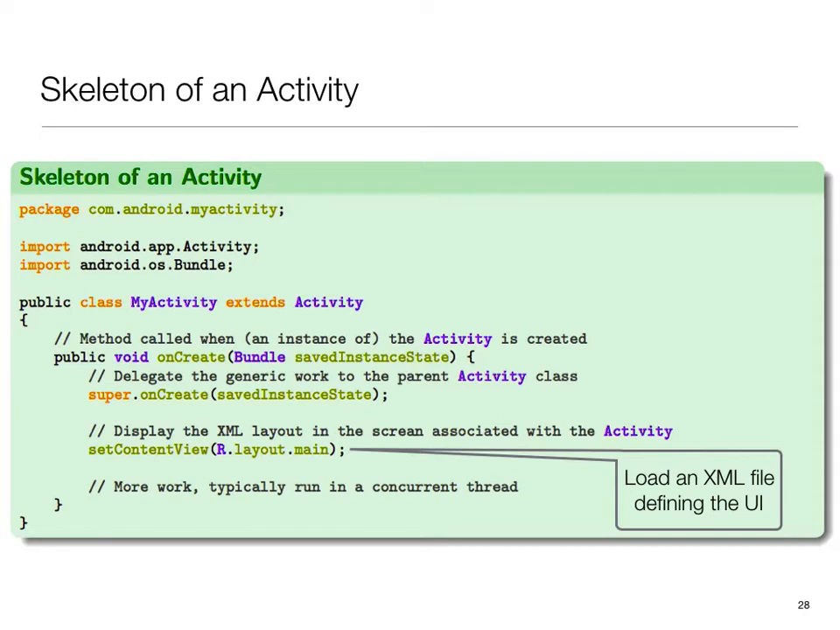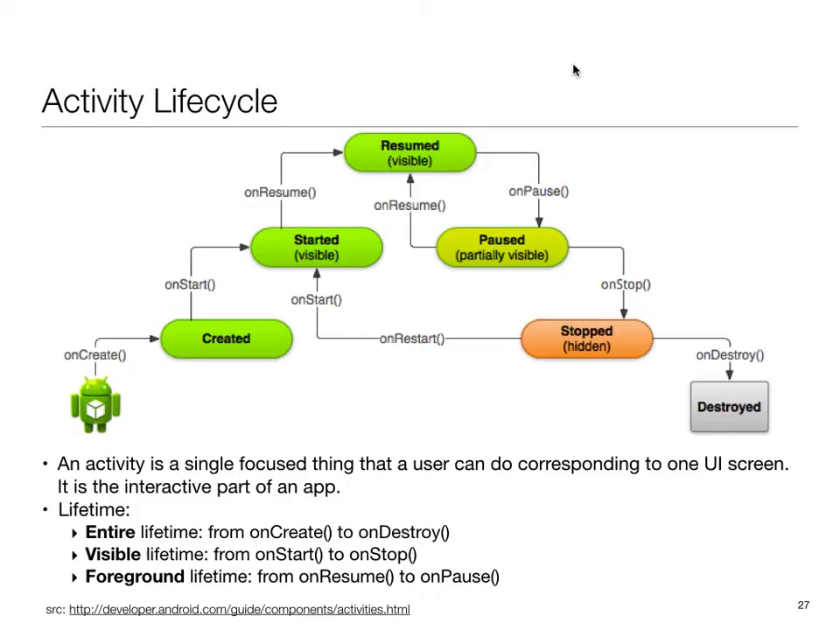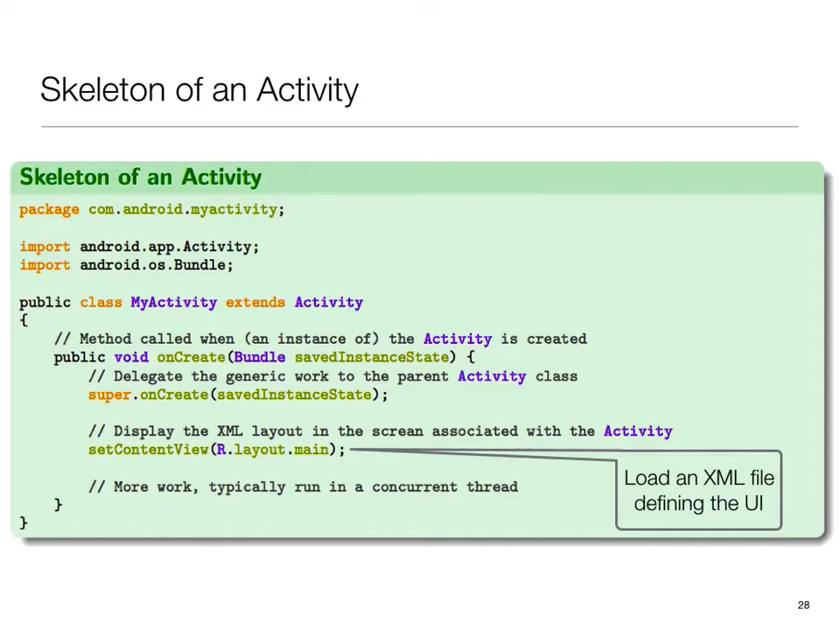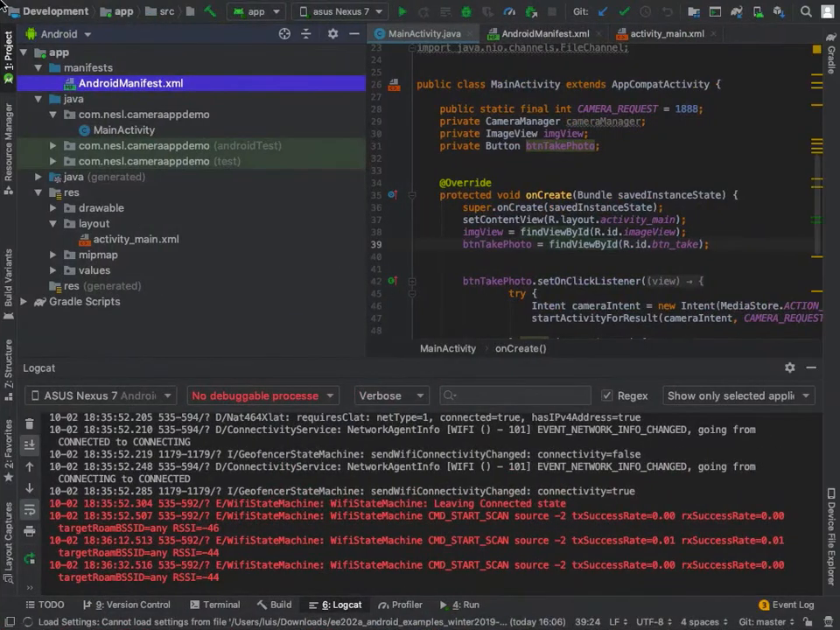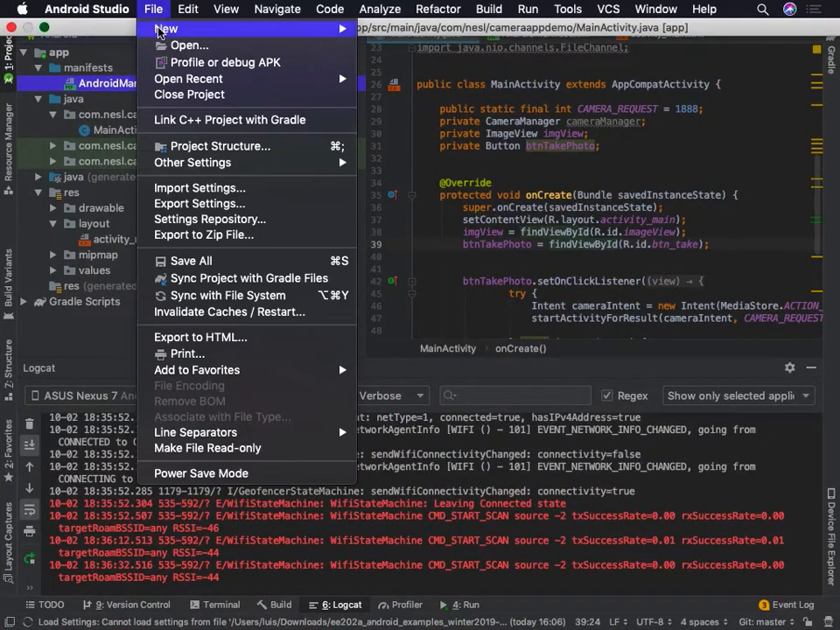setContentView. This is the main point: it tells you what is the XML file associated with my main class. And I could show you very briefly in Android Studio. Let me exit this and open a new project.